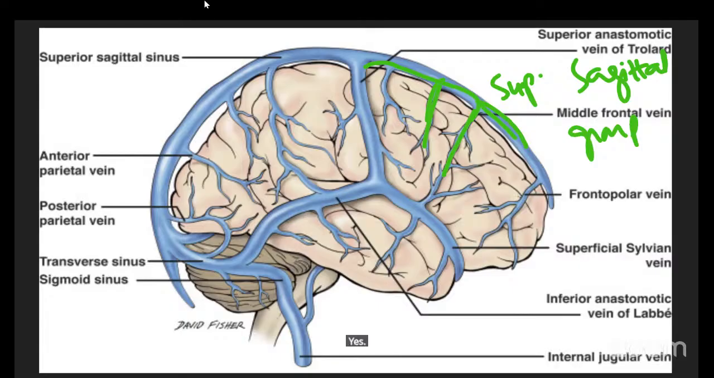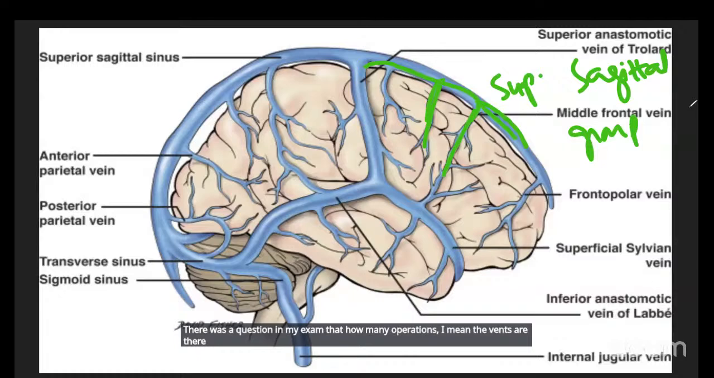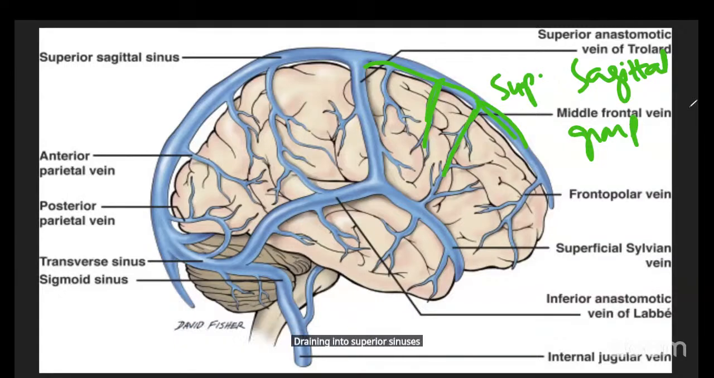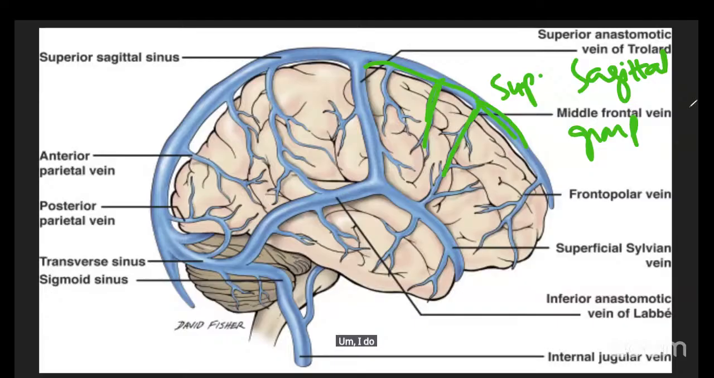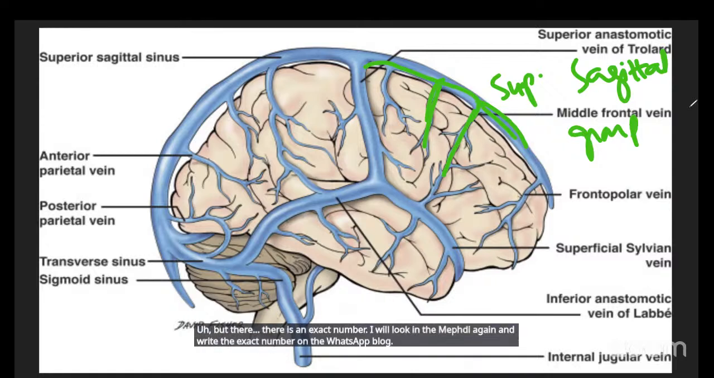Kamal, there was a question in my exam: how many veins are there draining into the superior sagittal sinus? Can you repeat your question? Yeah, they asked me about the drainage of the superior sagittal sinus, how many cortical veins are draining into it. I do not remember the exact number, but there is a number given in the textbook. I think it is around 8 to 10 in the anterior portion. I am not clear, but there is an exact number. I will look in the book again and write the exact number on the WhatsApp group. Is that okay? All right.